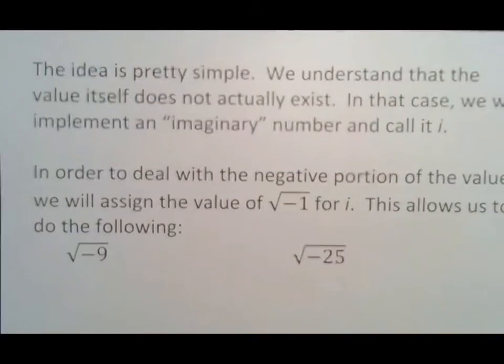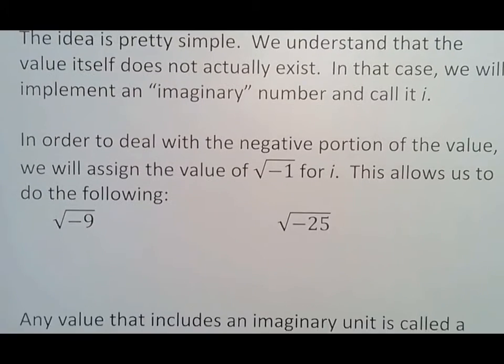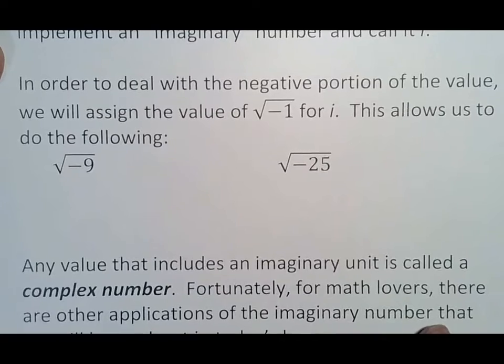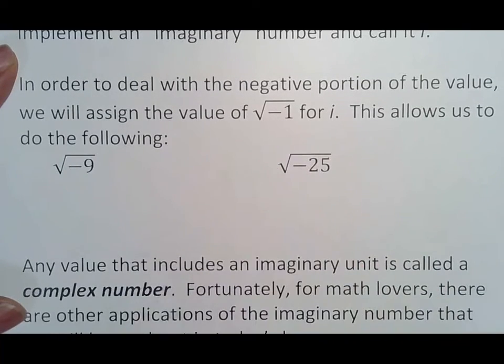The idea is pretty simple. We understand that the idea doesn't actually exist. So in that case, we will be implementing an imaginary number. And we're just going to call it i, because i, being creative, stands for imaginary. In order to deal with the negative portion of the value, we're going to assign the value of the square root of negative 1 to i. So i is equal to the square root of negative 1. And this allows us to do the following.